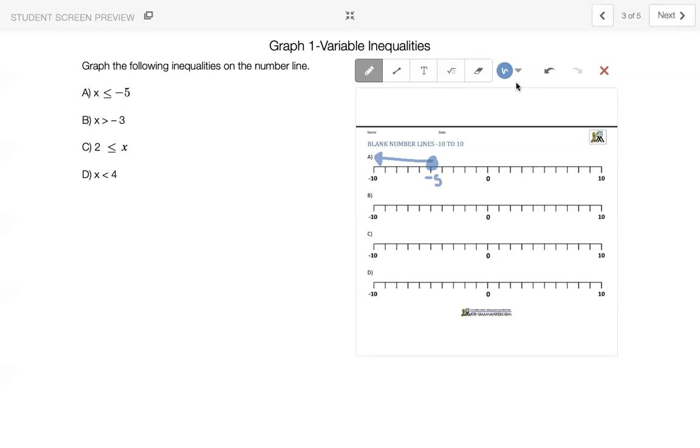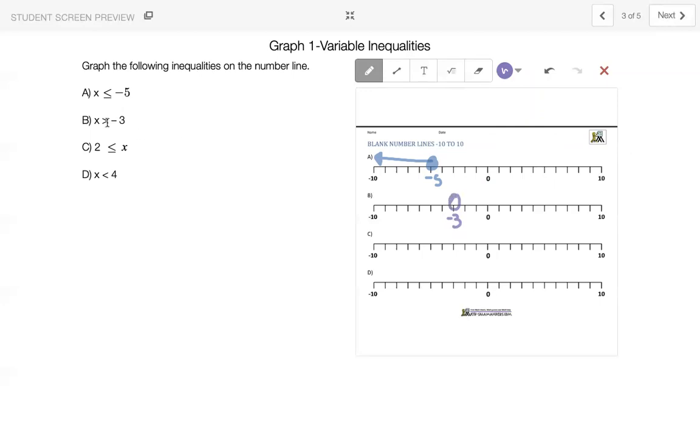All right. So for B, let's change up the color here. So again, first step I would do is I would go to the -3, 1, 2, 3, and I would put a circle and then determine, is that circle going to stay an open circle or do I need to fill it in?